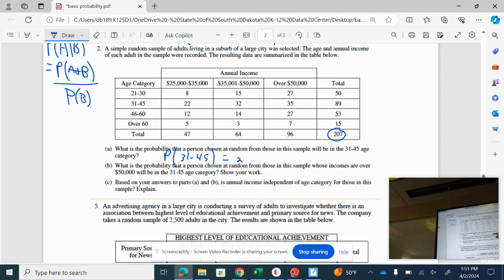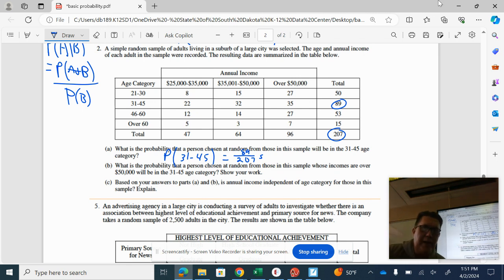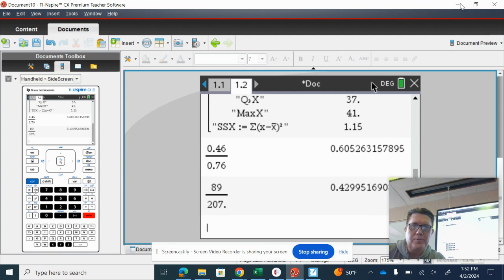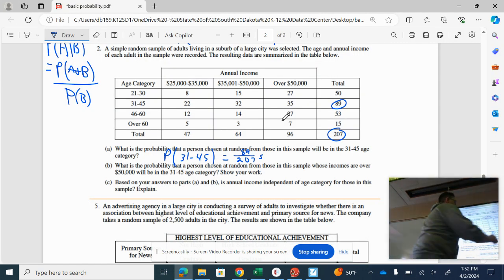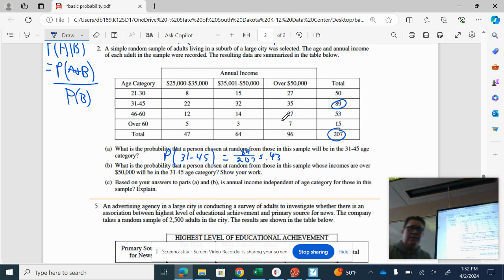So this is basic probability, remember. We're going out of the 207, and then the 31 to 45 age group is 89 people. If you get something as simple as that, make sure you show the work. The 89 out of the 207 should be pretty easy for an AP Stat student to get. And we get 43%. Now, a lot of times they don't say what to round to, so I recommend just 2 decimals usually. If it says, then you'll have to round to that.